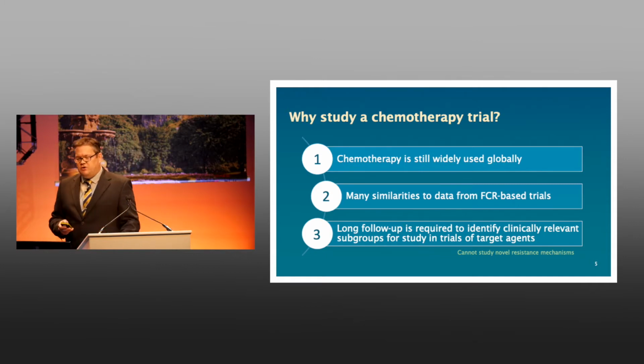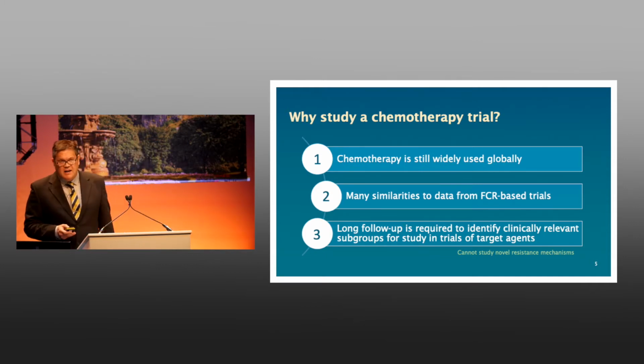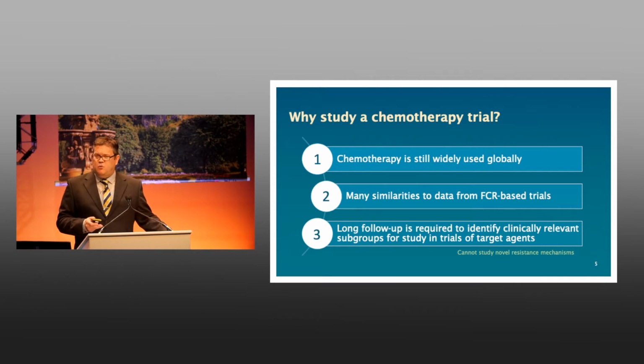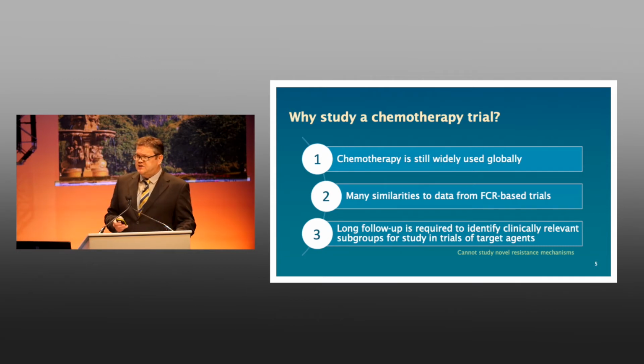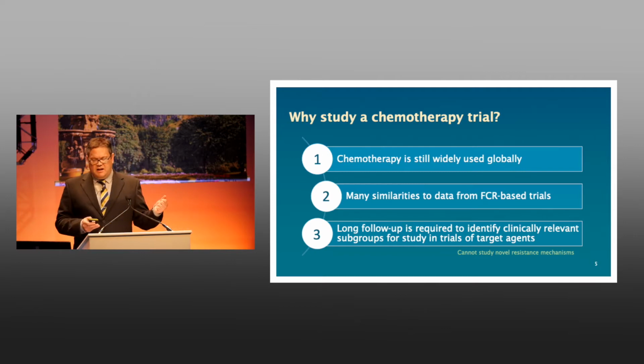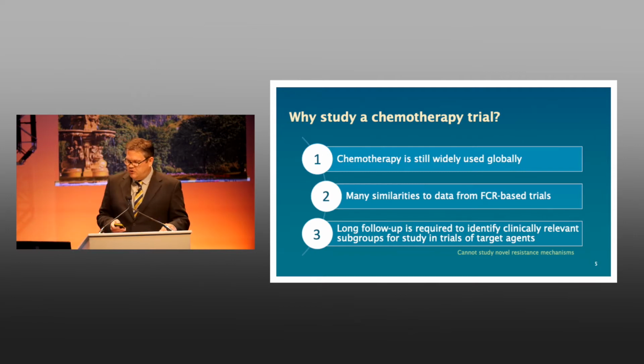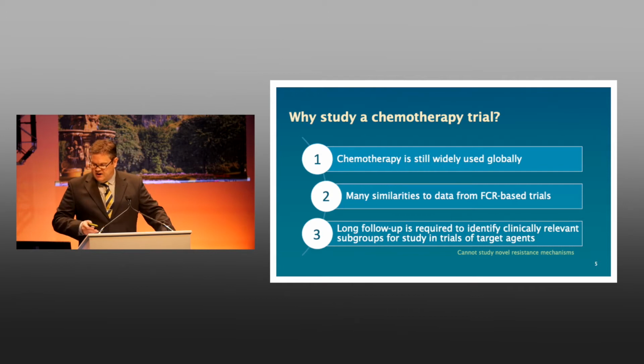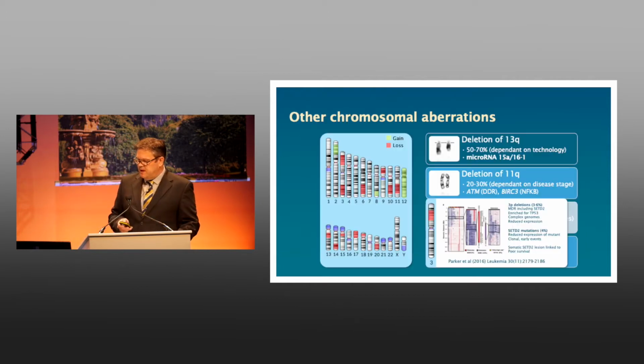And indeed, if one wants to identify clinically relevant biological subgroups, then one needs long-term follow-up, and that exists on these chemotherapeutic trials where it's not yet there on some of the trials of targeted agents. So the hope is that we can find key clinically relevant subgroups in CLL4, and we can go on to look at those in more detail in the context of these targeted agents.